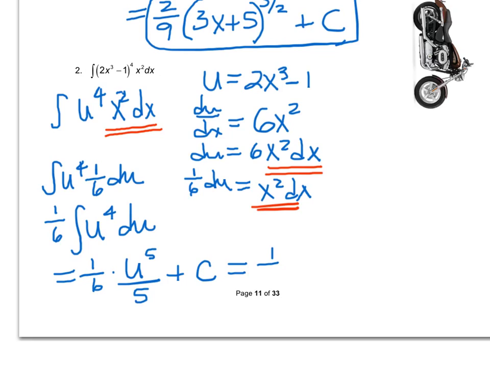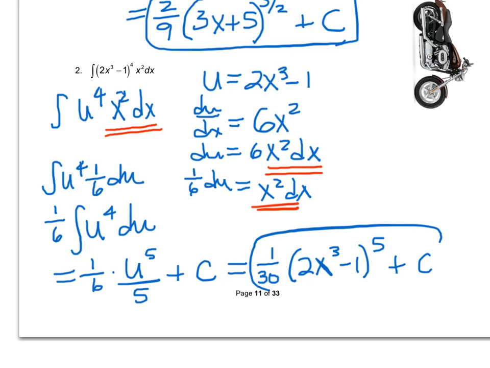So this is going to be, instead of saying 1/6, I'm going to combine the 6 in the denominator here with the 5 in the denominator here, multiply those out and get 30. And instead of u, we'll have 2x to the third minus 1. All of that is raised to the fifth plus c. All right, one more page. Hang in there.